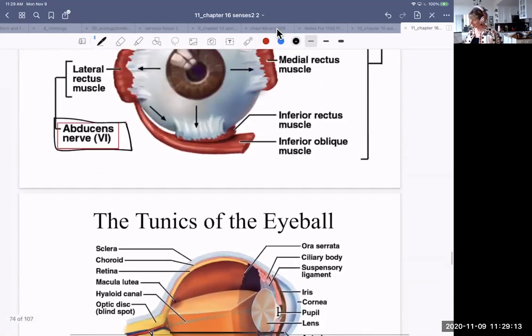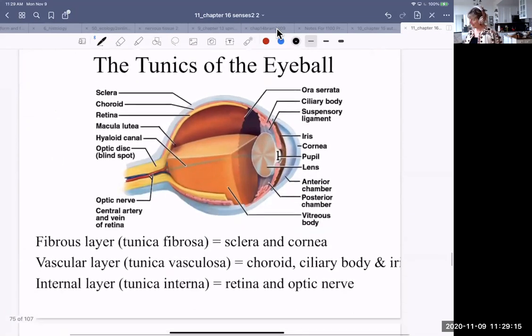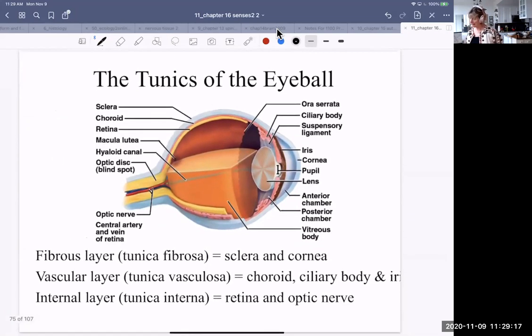Tunics. Another word for coat or covering or cloak. So there are three: the sclera, the choroid, and the retina. Those are the three layers of the eye.